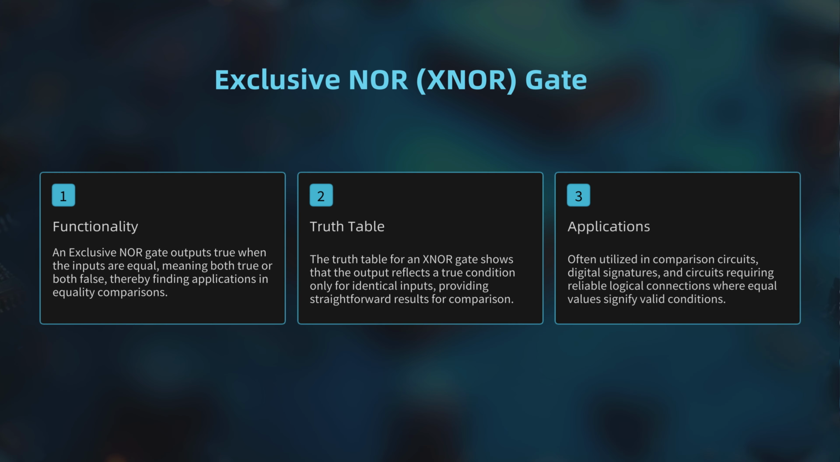Exclusive NOR, XNOR, gate. Functionality: An exclusive NOR gate outputs true when the inputs are equal, meaning both true or both false, thereby finding applications in equality comparisons. Truth table: The truth table for an XNOR gate shows that the output reflects a true condition only for identical inputs, providing straightforward results for comparison. Applications: Often utilized in comparison circuits, digital signatures, and circuits requiring reliable logical connections where equal values signify valid conditions.